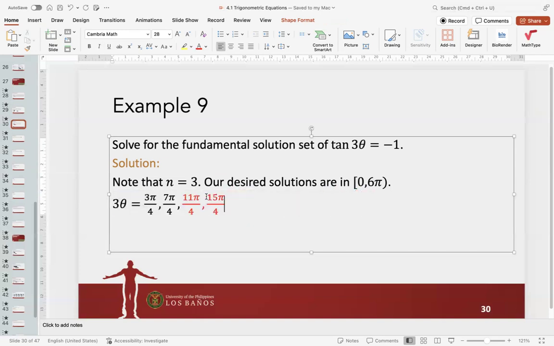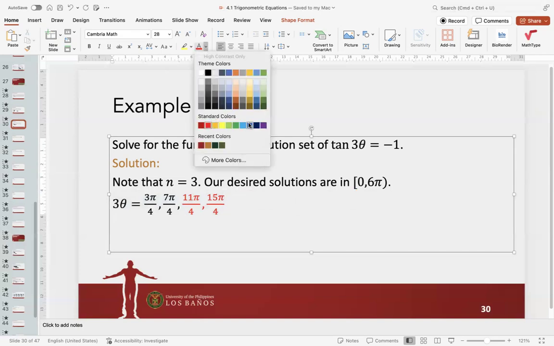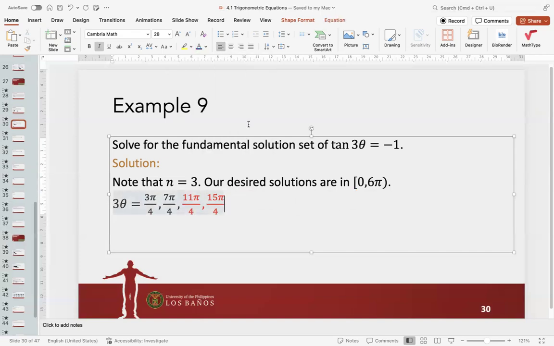Okay? So these two are our answers for the second cycle. And now we get our answer in the third cycle. So how are we going to get the angles in the third cycle?